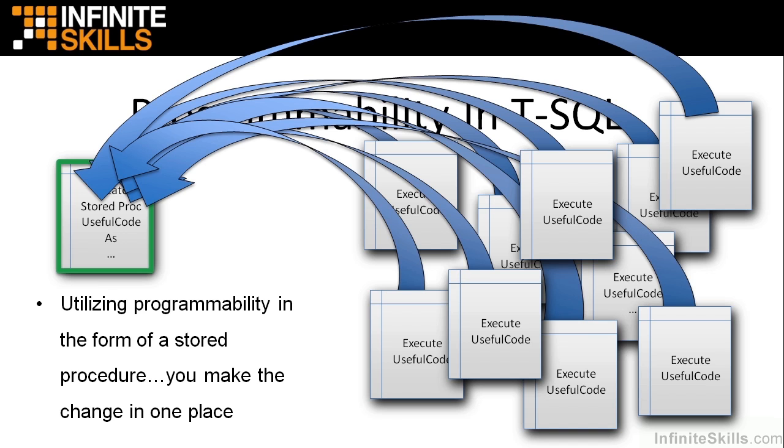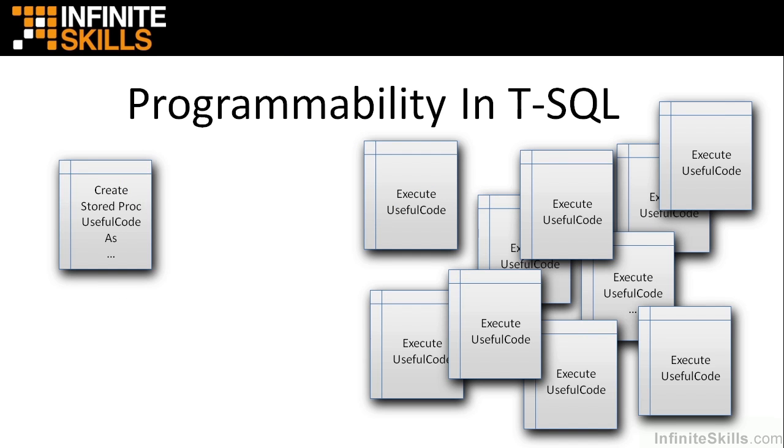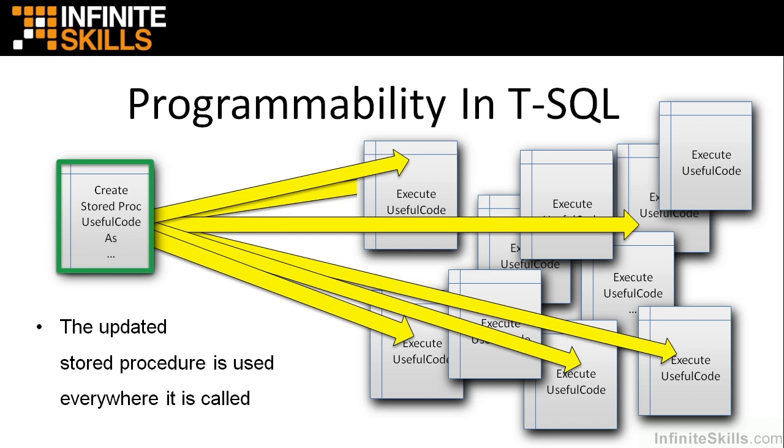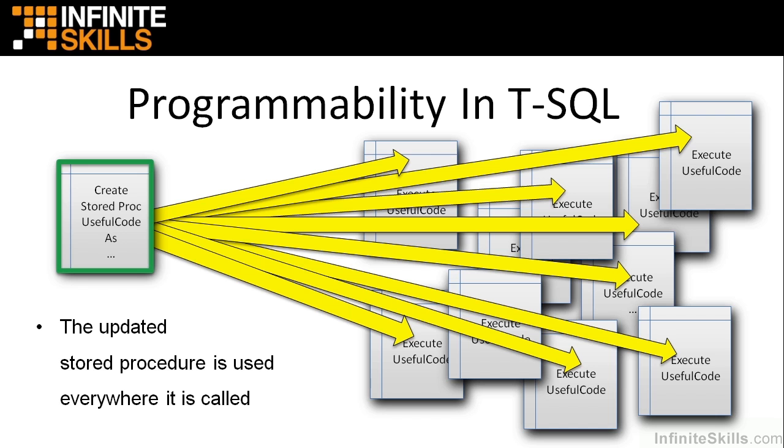What's even better, when I go to that meeting and they say everything has changed, I'll just go back to my desk and make the appropriate changes to my stored procedure called useful code. Everywhere people are executing useful code, the next time they execute it, they all get the updated version. So I change it in one place and immediately everybody gets it everywhere whenever they call it. That is the power of programmability. And it even goes farther than that. It even reaches out to things like security and performance, but we won't get into that right now. We'll talk about that later.